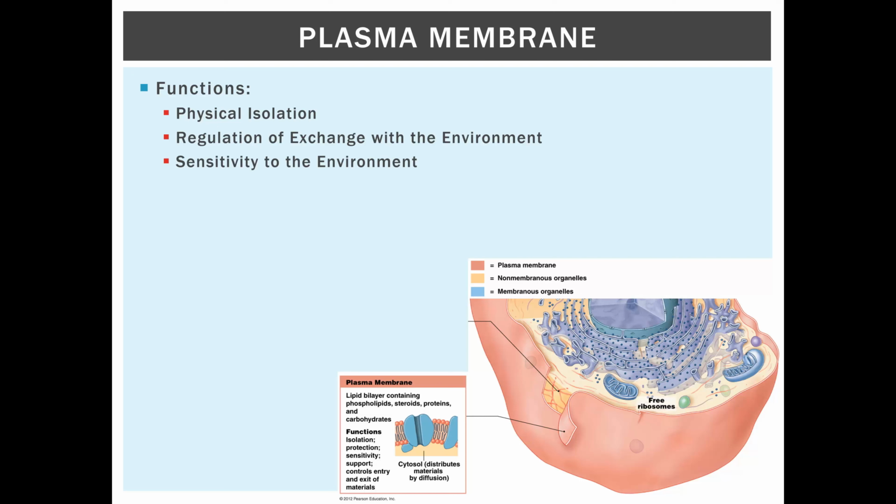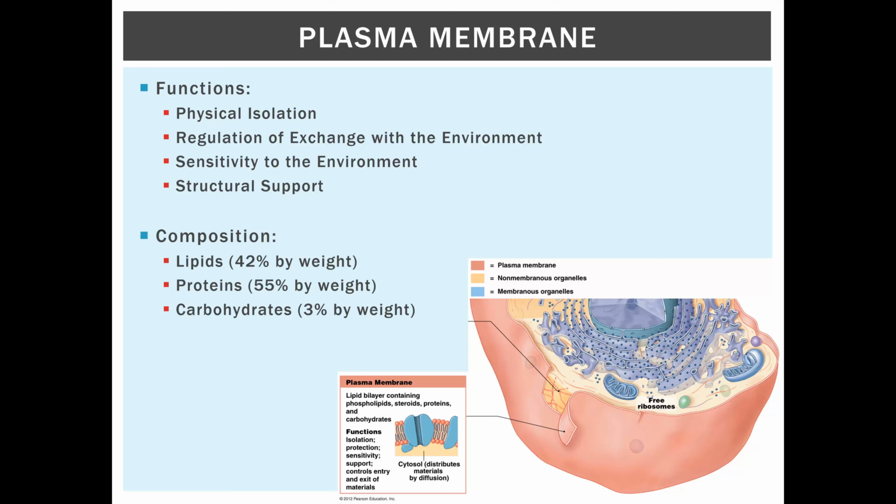It also provides sensitivity to the environment, so there are receptors on the surface of the cell that let the cell sense the conditions around it. And it provides structural support, so it provides a stable structure to surround the cell and hold the cell contents on the inside. The plasma membrane is about 42% by weight made up of lipids, which are fatty molecules. It's a little over half protein, 55%, and then there is a very small amount of carbohydrates in the membrane, and even though it's a very small percent, they do play a big role.